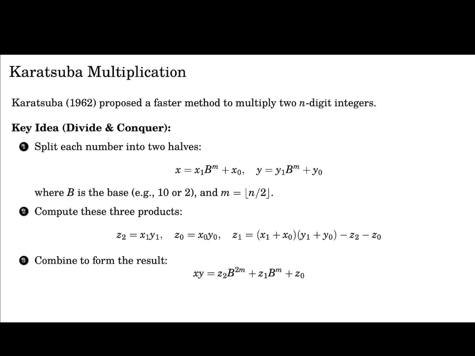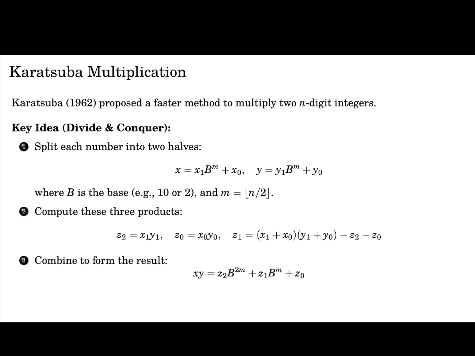In a previous video, we saw that the standard multiplication algorithm has complexity n squared, and we asked whether this can be improved. So in 1962, Karatsuba proposed a faster method to multiply two n-digit numbers, with the key idea being divide and conquer. Essentially, he splits the numbers you want to multiply into smaller instances of multiplication, and he's going to do something better there than what standard multiplication does.